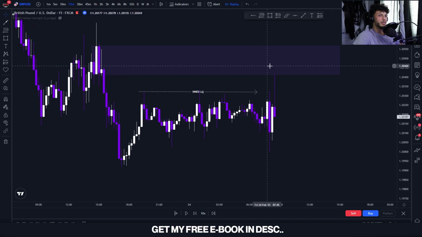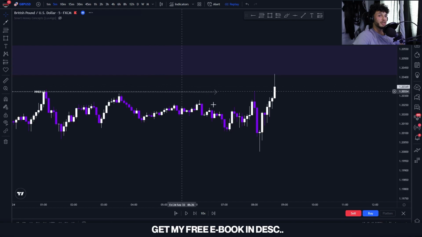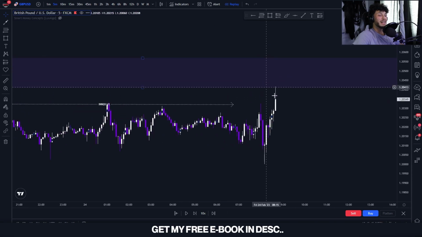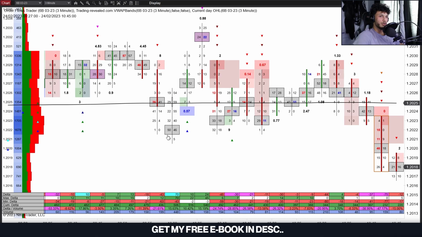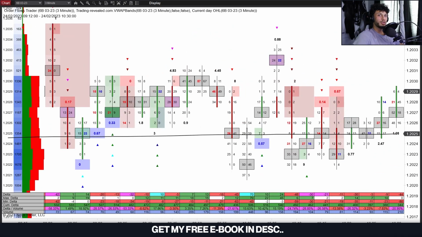As you can see, boom, we tapped right into the zone, and this is very important for me because now I drop down to my lower time frame as we tap into the zone, and this is where I head into my order flow footprints, and I'm going to bring that up right now. Here we go. So this is my order flow footprints.